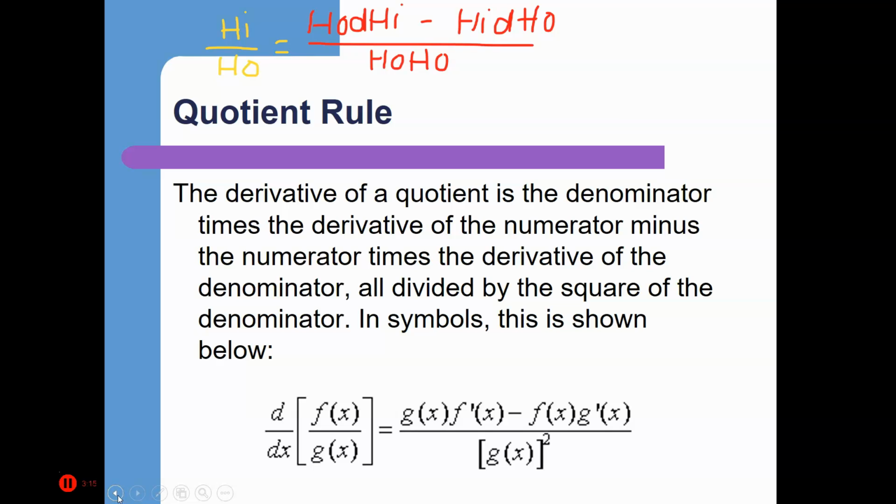High is the upper function, f of x, and ho is the lower function because it's down low. So hi ho, it's off to class you go. Ho d high minus hi d ho all over ho ho. I'm not very musical.